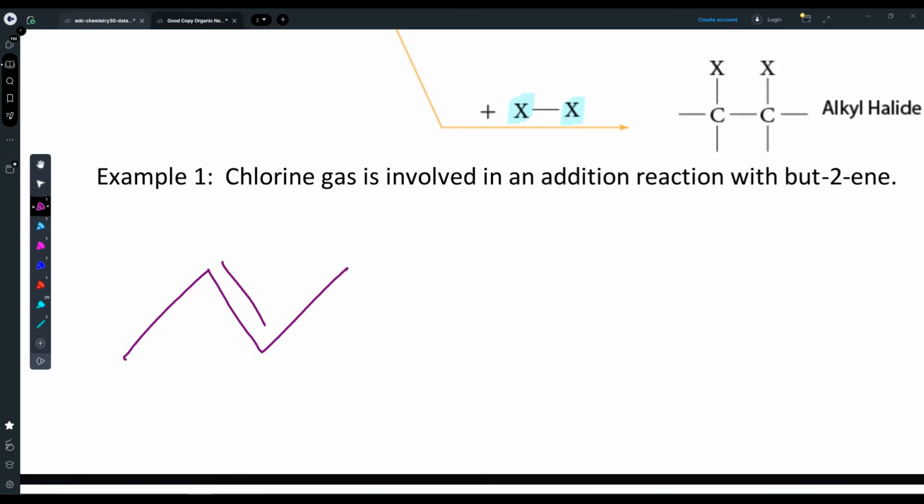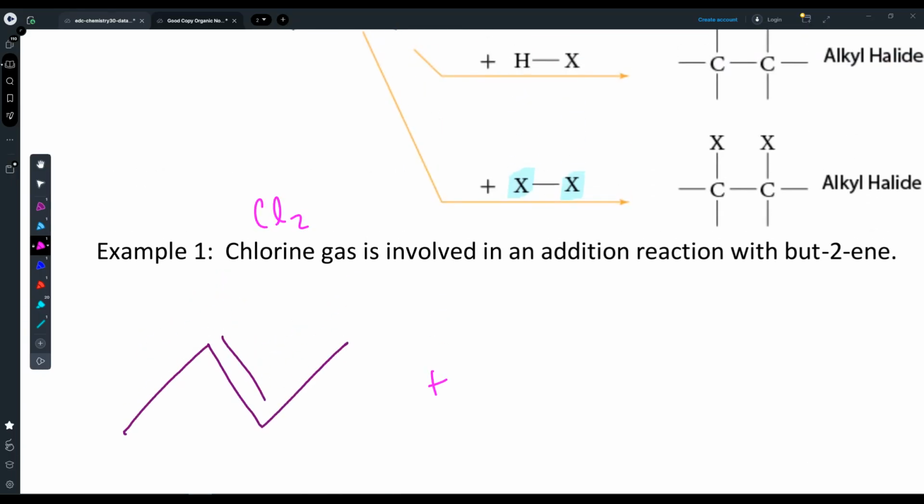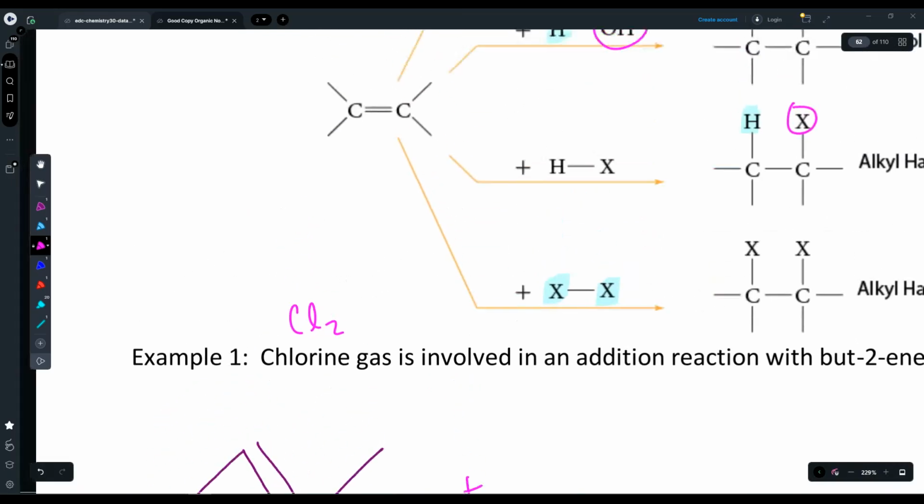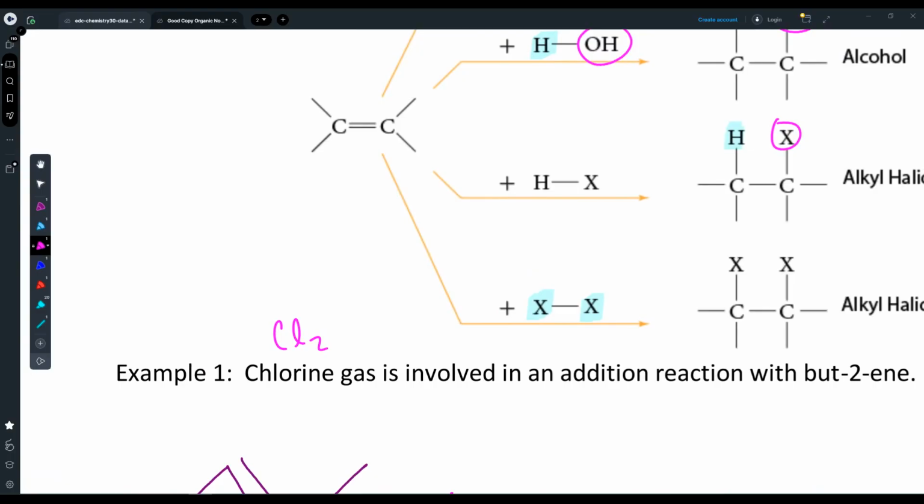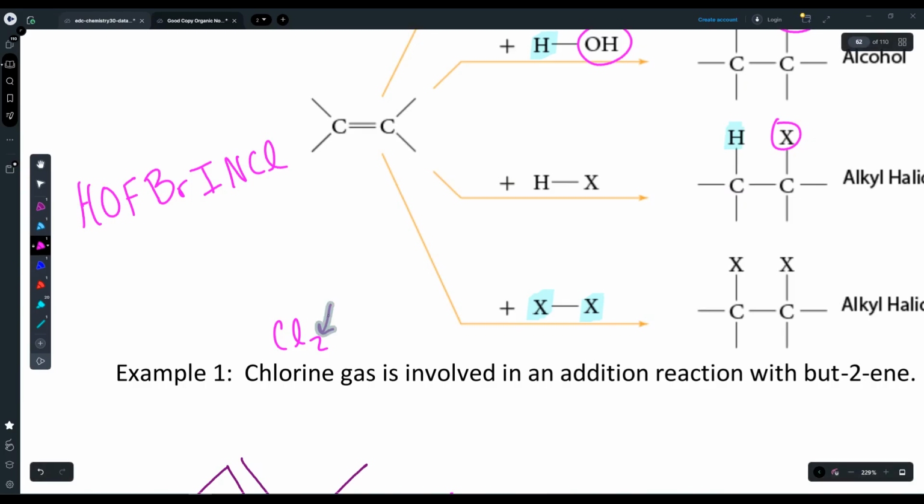So now we're adding in chlorine. Chlorine is one of our diatomic elements. How you can remember your diatomic elements, I just like to abbreviate it to Hofbrinkel. Okay, so this is your list of all diatomic elements, so that means whenever they're by themselves, there's always 2 of them, or 2 atoms of them. So your diatomic elements are hydrogen, oxygen, fluorine, bromine, iodine, nitrogen, and chlorine.